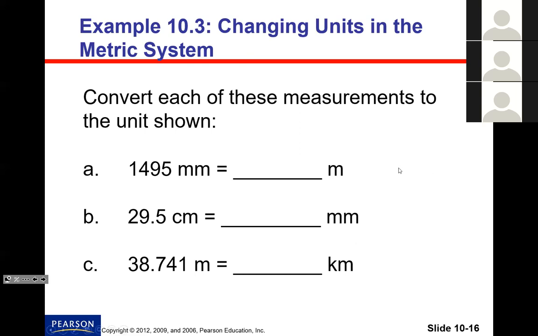Okay, somebody want to give me an answer here? What's the first one? Millimeters to meters. Is it 1.495 meters? Yep, because there's 1,000 millimeters in a meter. So there's 3 zeros, so you would move it 3 decimal places. Correct, 1.495. What about centimeters to millimeters?